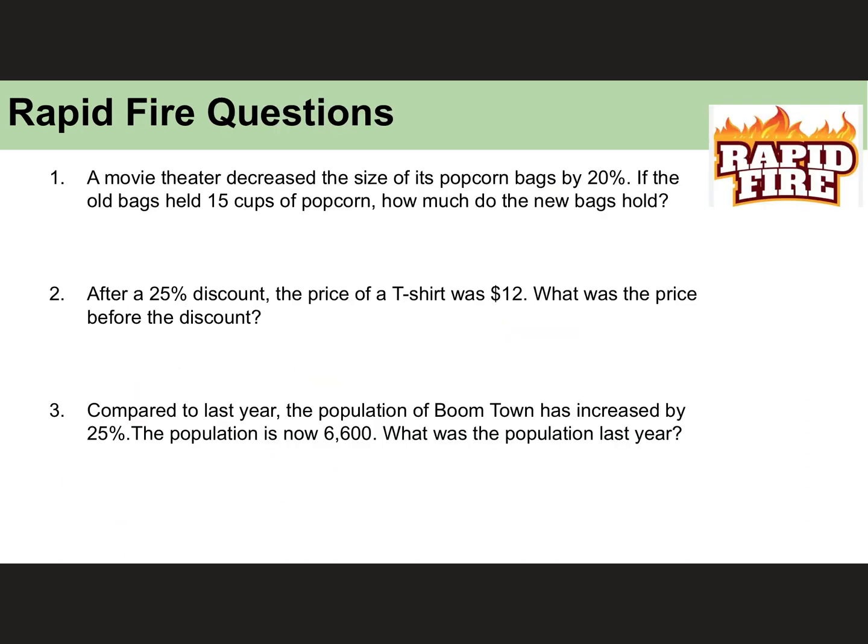All right, just three more. A movie theater decreases the size of its popcorn bags by 20%. If the old bags held 15 cups of popcorn, how much do the new bags hold? So if it's decreasing by 20%, 100% minus 20% is 80%. So I'm trying to find 80% of the original. So y is equal to 80% times the original, which is 15. There's my equation. I would just put that into a calculator and solve it.